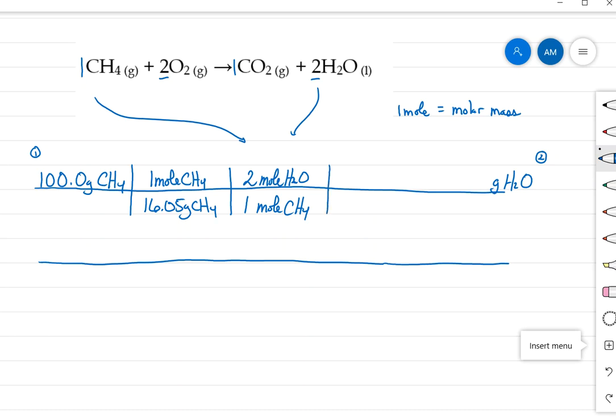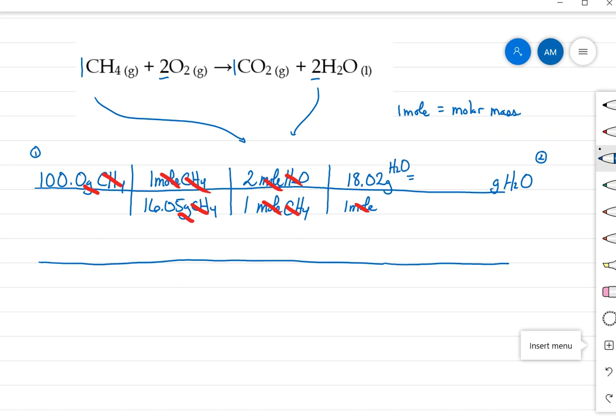And then from there, we can go from moles back to grams. And the molar mass of water is 18.02 grams. Now, we want to make sure that we've canceled everything out. So grams cancel out, moles cancel out, moles of H2O cancel out, and you're in grams of H2O.